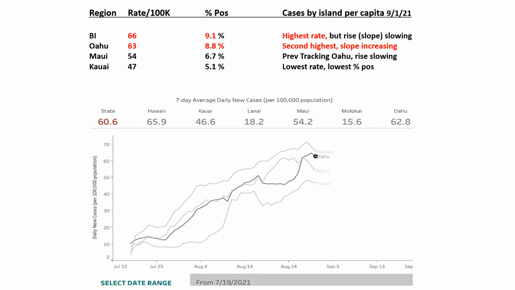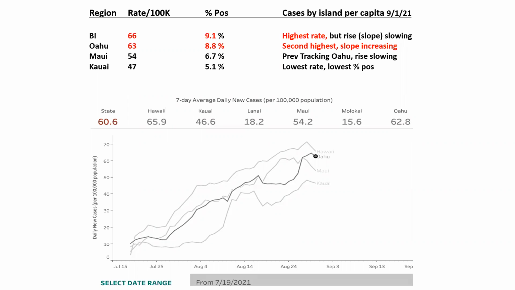So it could be that by next week, Oahu is the highest per capita, not just the highest total cases, but per population. Maui recently trended down a little bit. So now Maui is third in per capita cases, and Kauai's been the lowest throughout the pandemic. So that's how the islands rank up.